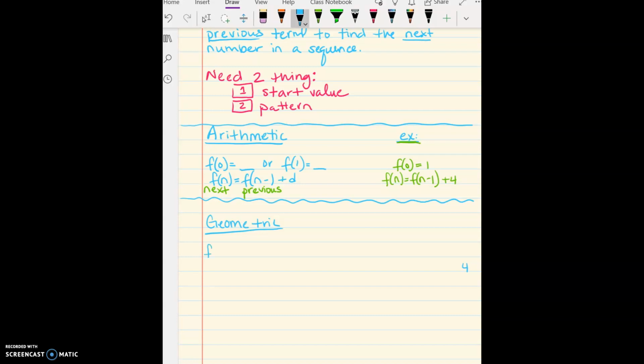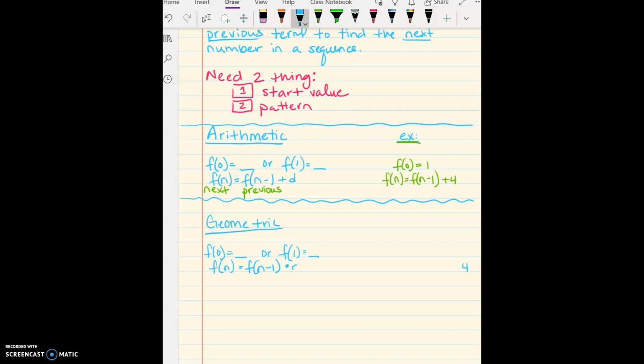So your start value still could be f of 0 equals a number if you start at the beginning, or you could write f of 1 equals a number if you start at your first minute or first day. And then recursive still is going to have f of n is equal to f of n minus 1. But we're not adding a common difference this time. We are multiplying times a common ratio.